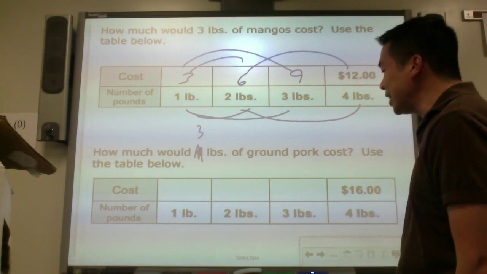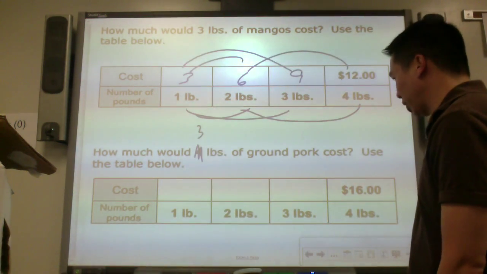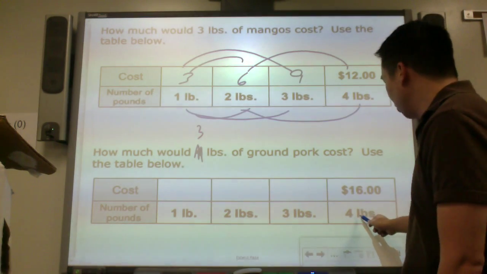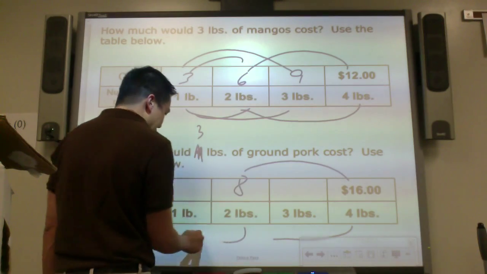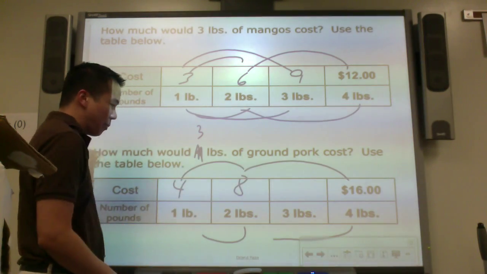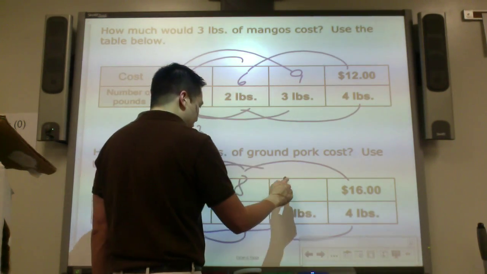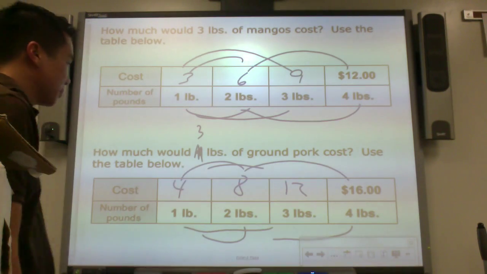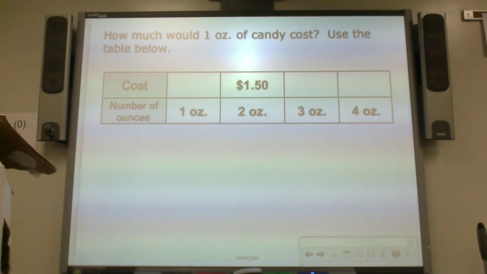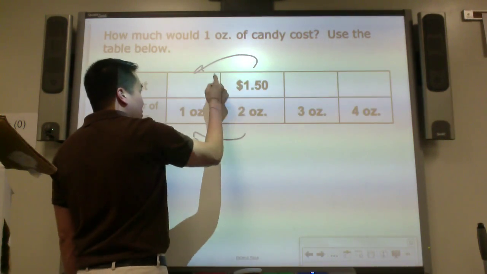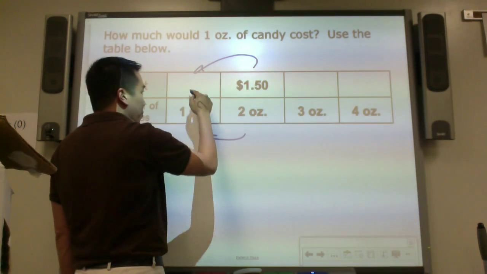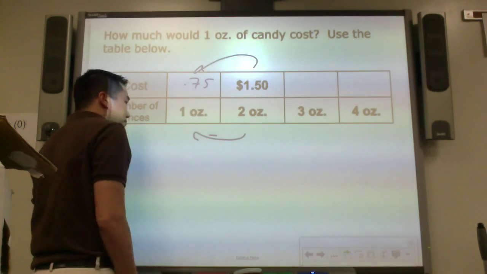How much would 3 pounds of ground pork cost? So 4 pounds, if I buy half the amount, it'll be $8. If I buy half of this amount, it's $4 for a pound. If I triple what I bought, it would be $12. How much would 1 ounce of candy cost? 1 ounce of candy, half of that, is 75 cents.